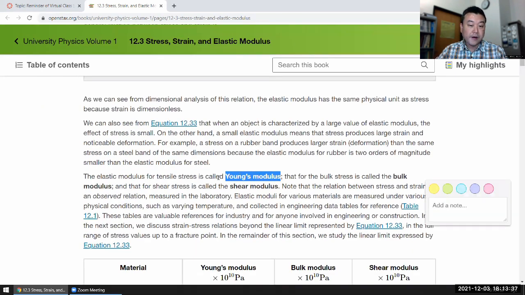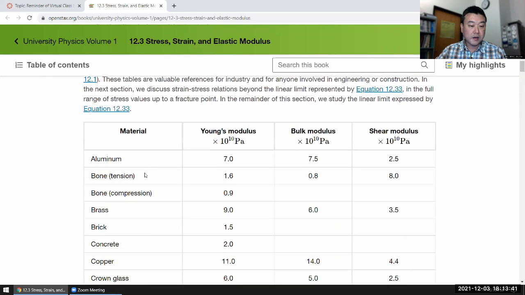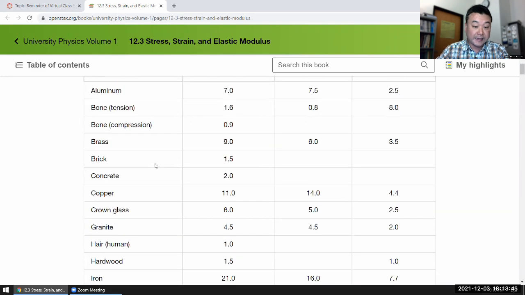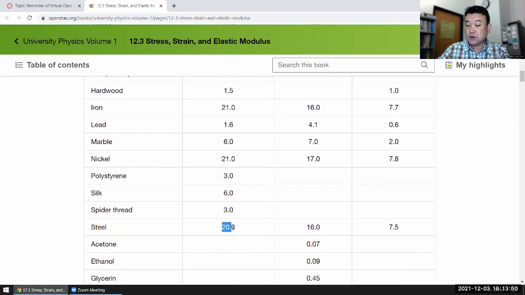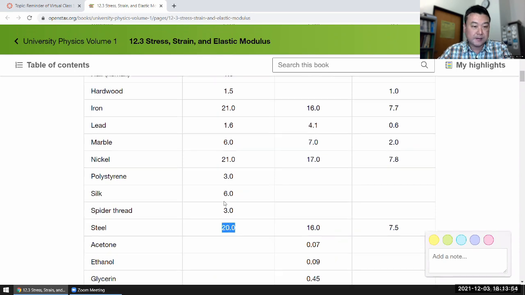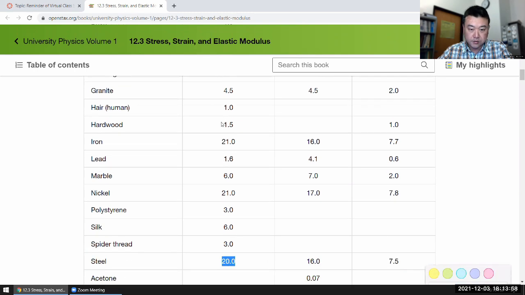So this can be used to characterize different materials. And so you can see here, materials that you think of as being strong, like steel, have a fairly large Young's modulus. And materials that are weak, like wood, even hardwood, have a smaller Young's modulus.